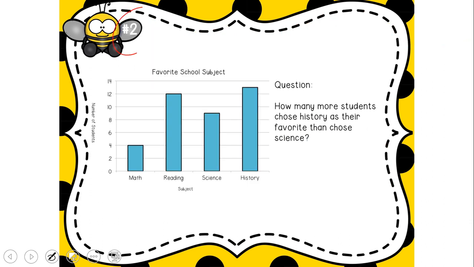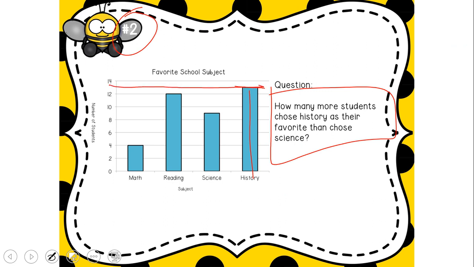Right, number 2. How many more students chose history as their favorite, than chose science? So there's history. So here's our line. So it's in between, so probably 13. So science is here, and science has 9. So you remember, you might have to do some subtracting to find out how many more students chose history than science. So that is number 2. So pause the video to answer that question.